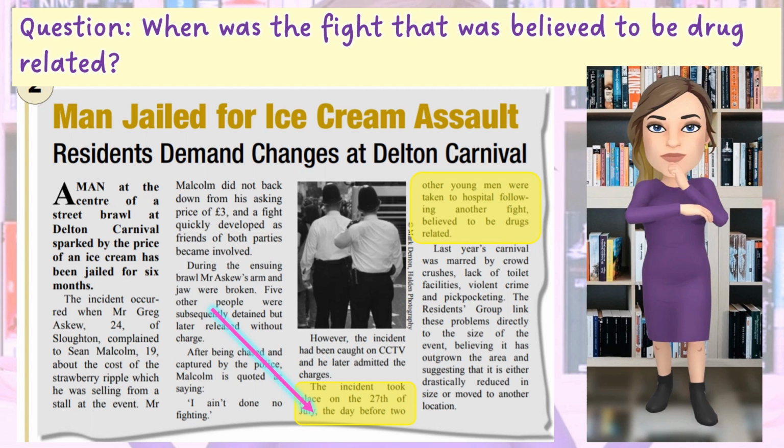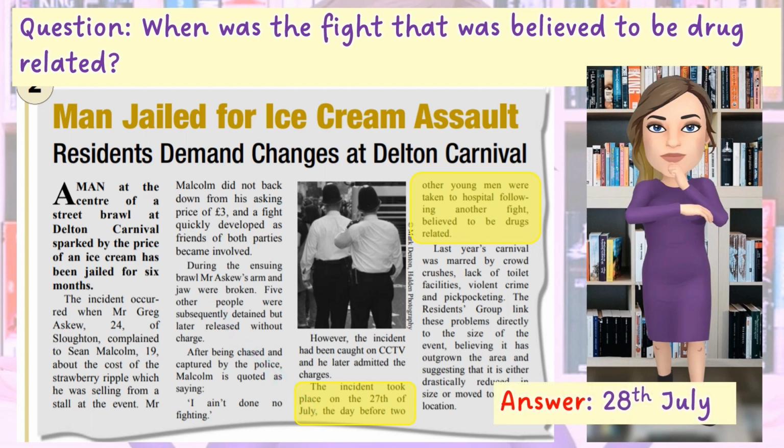Now, if that was a full stop, we would read it as the incident took place on the 27th of July. The day before, 2 other young men. We'd also need a comma after before. Because of that comma, that means the answer is the 28th of July.